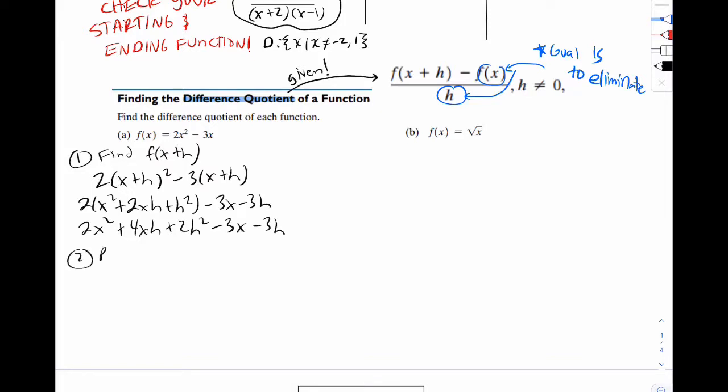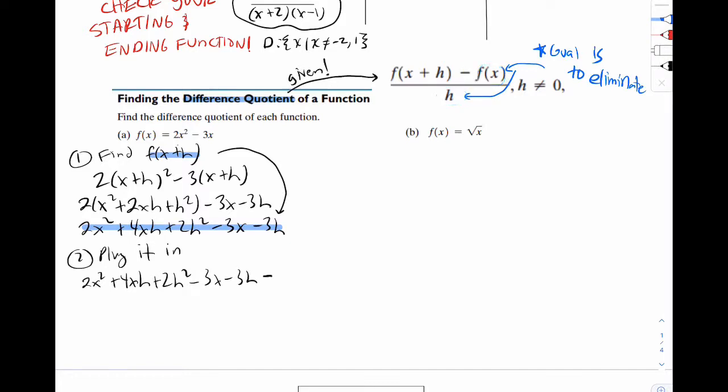Step 2 is you plug it in, meaning we plug it in to this thing right here. Because what we just found, this piece, this is f of x plus h. That's why we found it. So I can write 2x squared plus 4xh plus 2h squared minus 3x minus 3h. We're going to minus, because that's what it says, minus. And notice how it says f of x. So you're going to minus the quantity of your original function. And then we divide it by h.